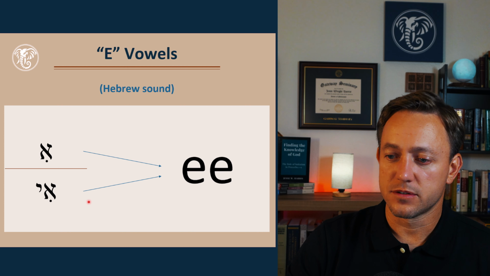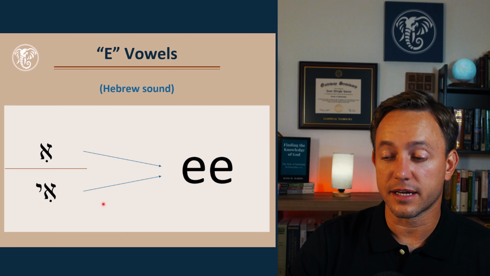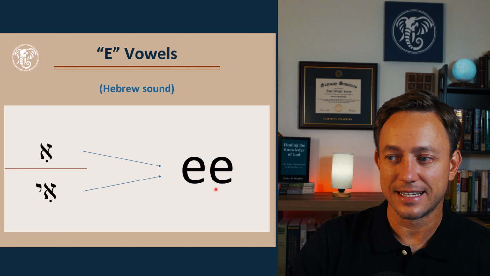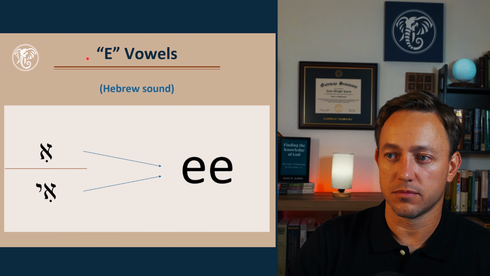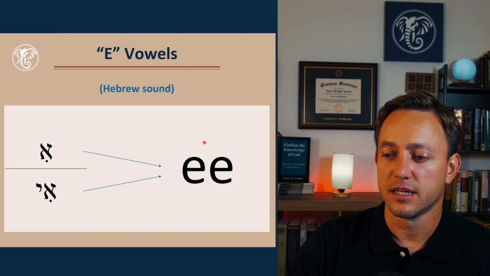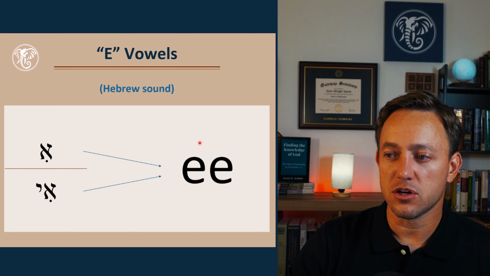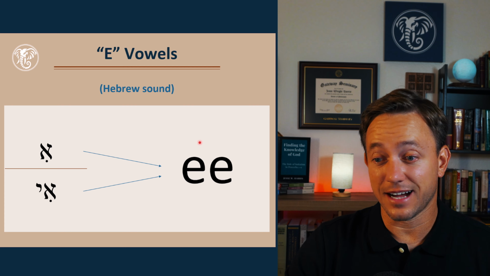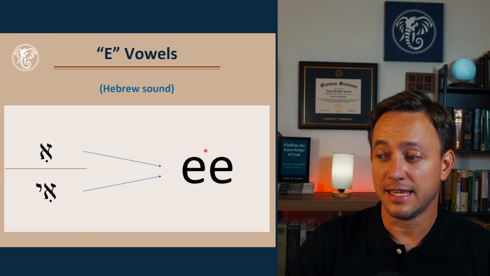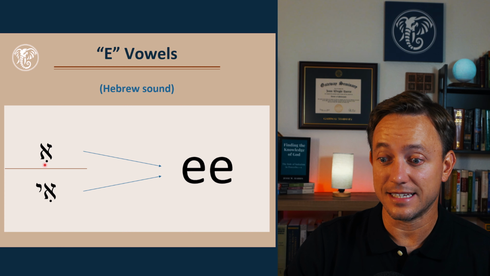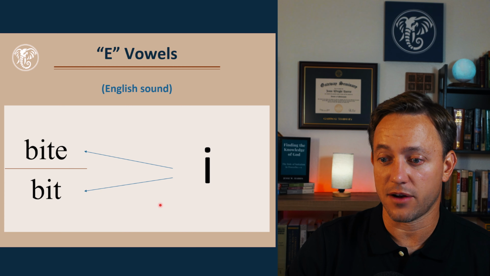All right, so for our hirik, again, the sound for the hirik is the E sound, E. And that's why I want to keep it in this E class and not separate it out, because even though sometimes it will be called the I vowel, it's not like the I sound. In Hebrew, it's the E sound, as in two E's together, E, E. And so both of them have that same sound.